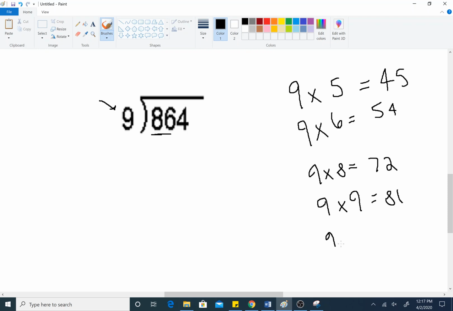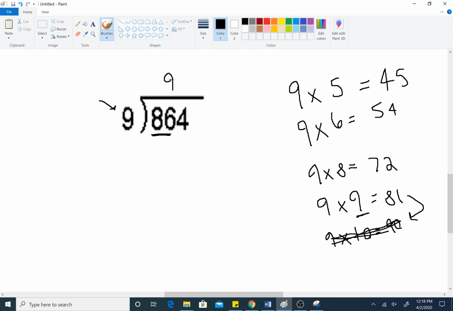Let's just go up one more to see why I can't use 9 times 10. 9 times 10 is 90. Notice here, by this point, it has gone over 84, so we can't use that because it's too high. So we're going to use 9. So we use our steps. We just did the division. I write my 9 on top over all the way I went to, right?